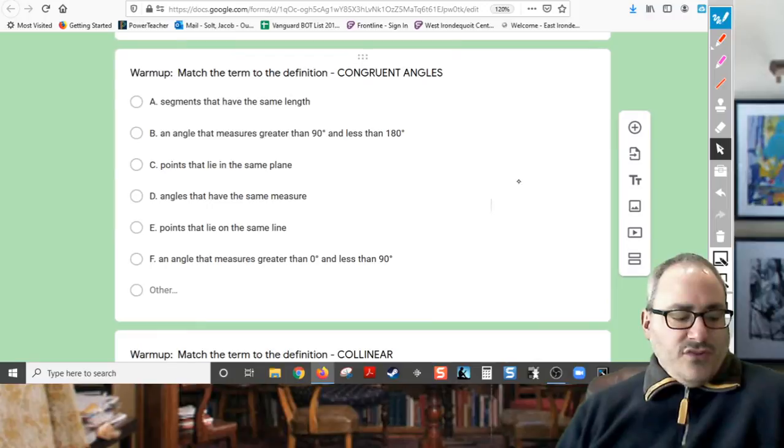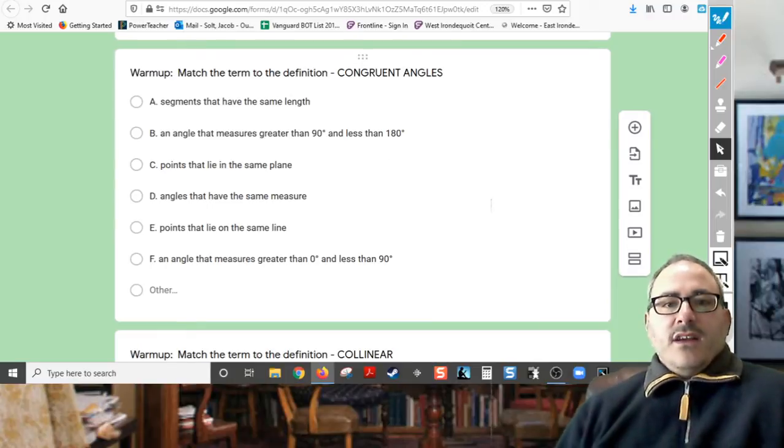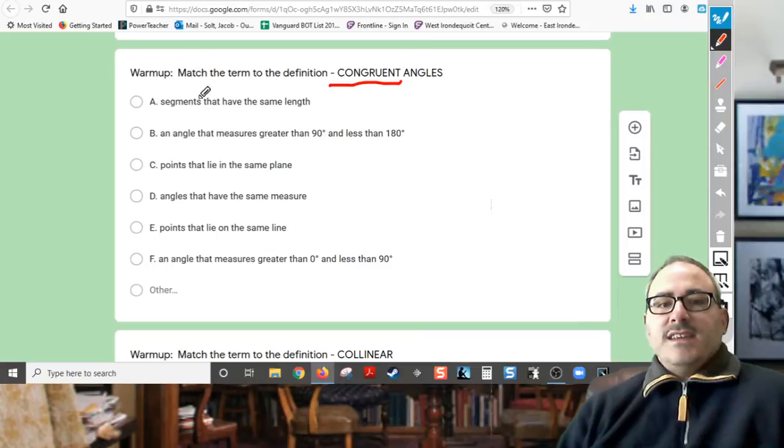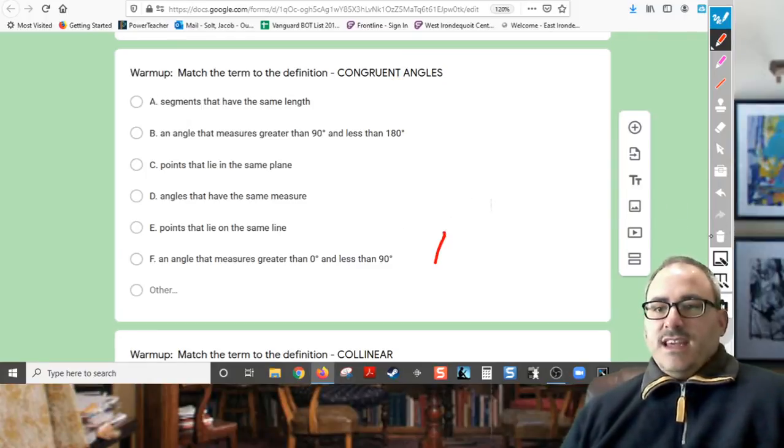Match the term to the words, congruent angles. Hopefully you remember that congruent means same size, same shape, equal in measure, all right? Now, you might be tricked by this one because it's same length, but it's segments, and we're looking for angles. So we're looking for angles that have the same measure. There we go. Angles that have the same measure are congruent, all right?